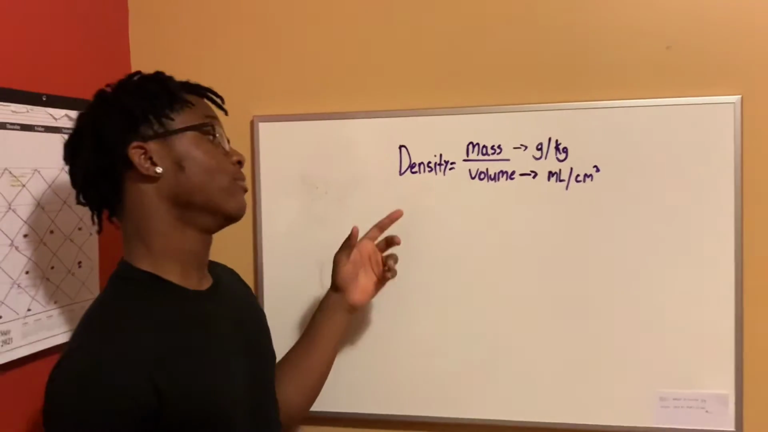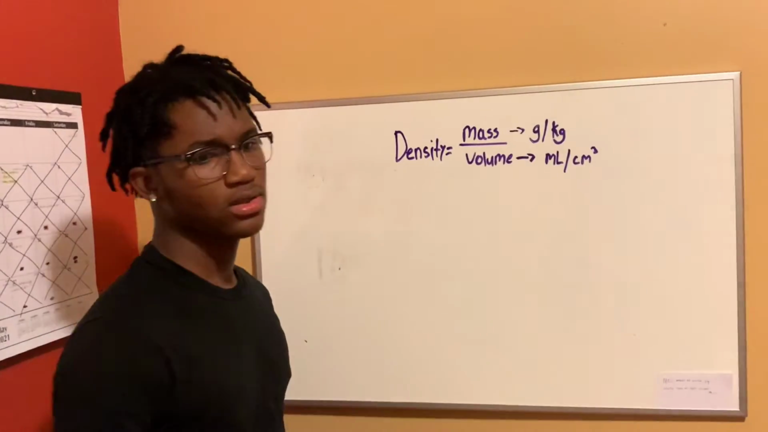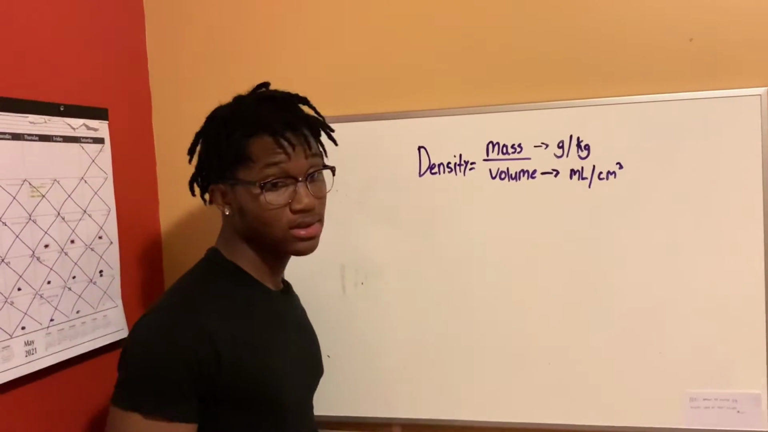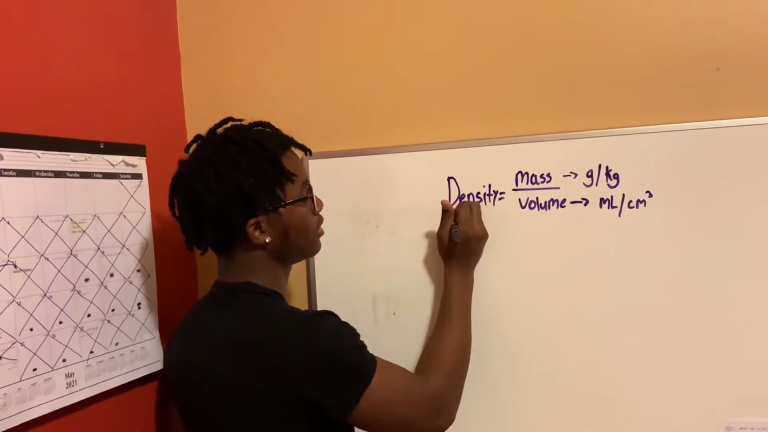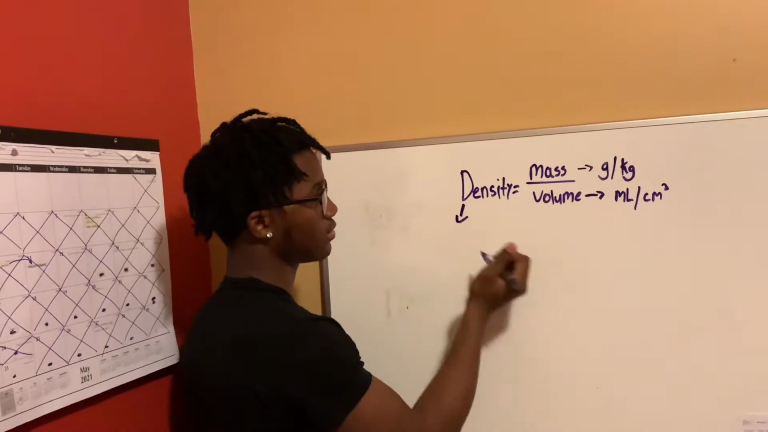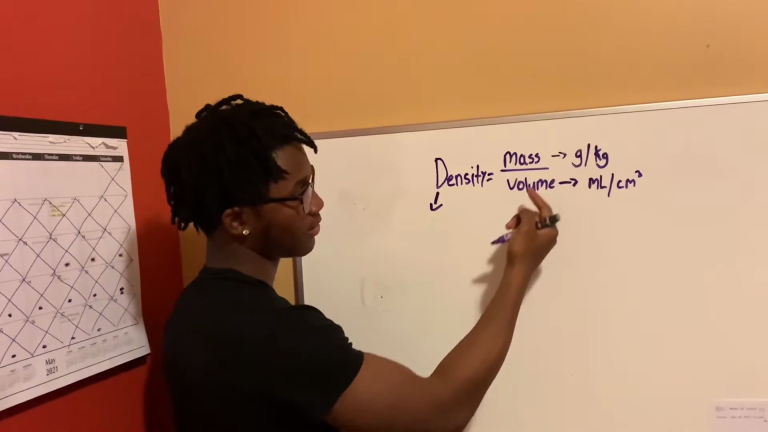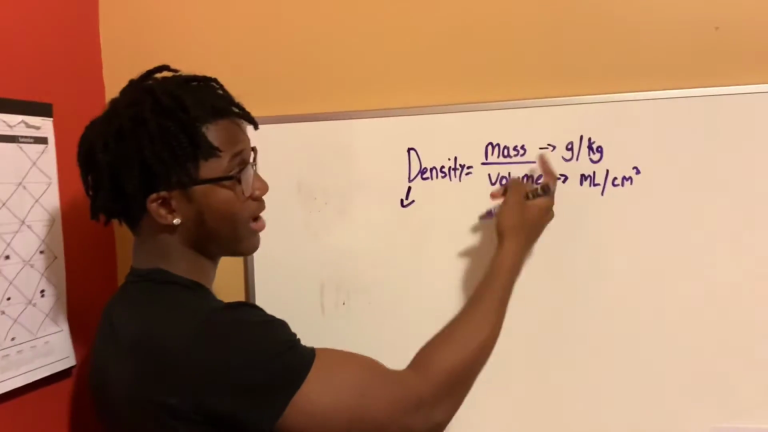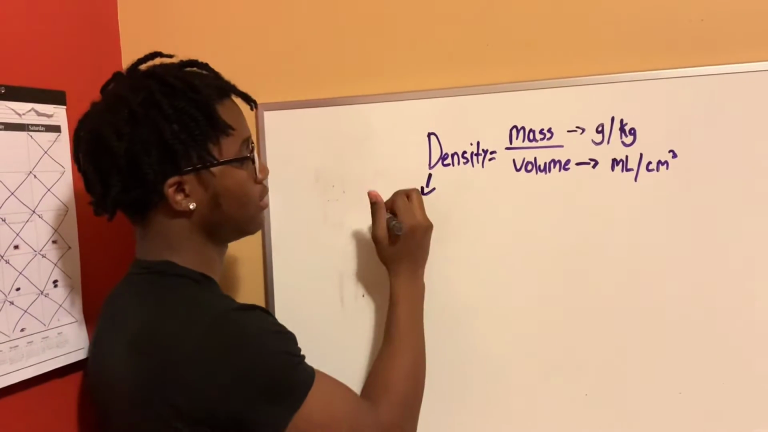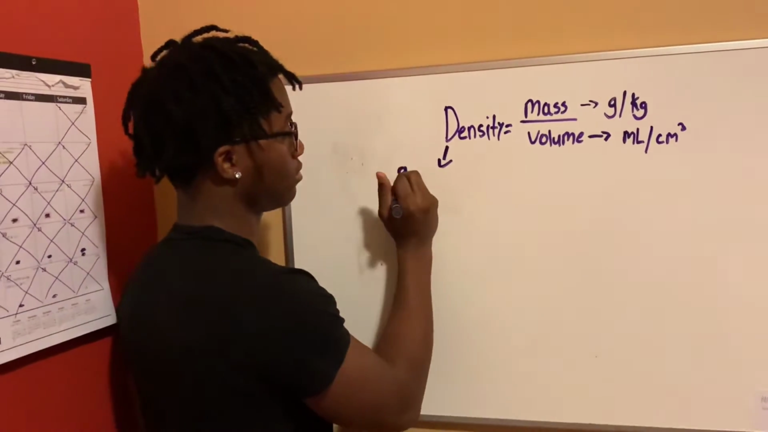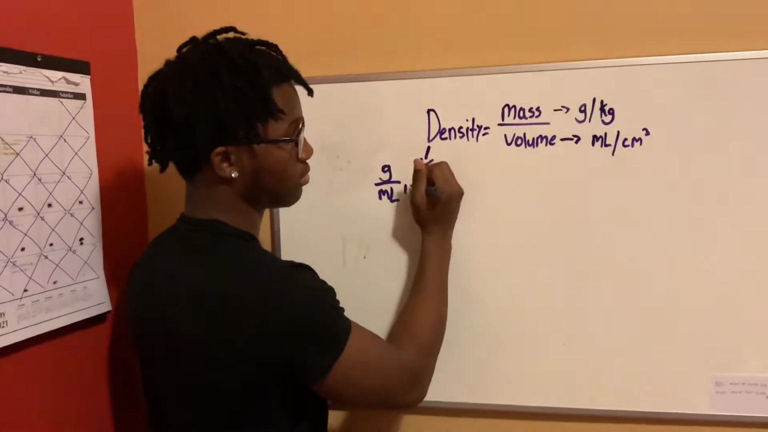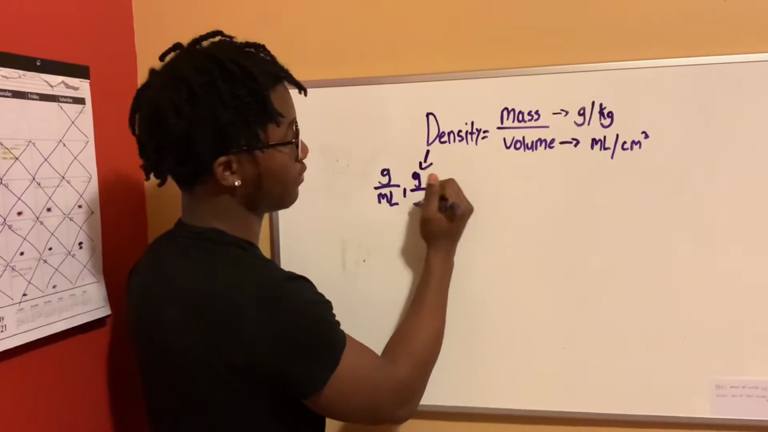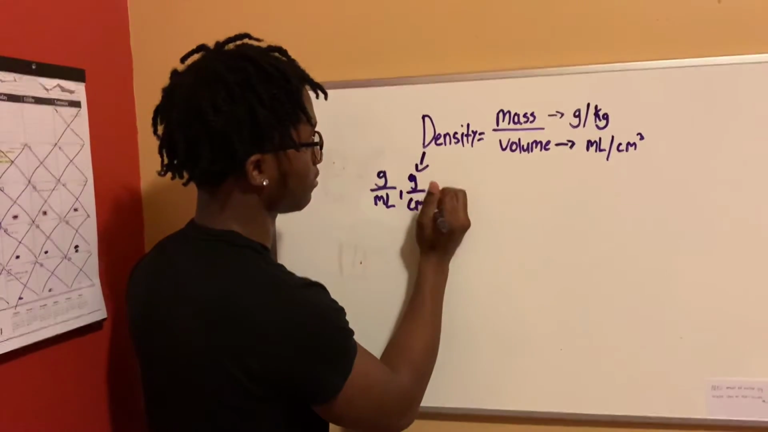Second, we have density. Density, as I explained before, is the mass of a substance divided by its volume. And like mass, density also has units. It's going to be obviously mass over volume. So you're going to use the mass units over the volume units. So that can either be grams over milliliters, grams over cubic centimeters.